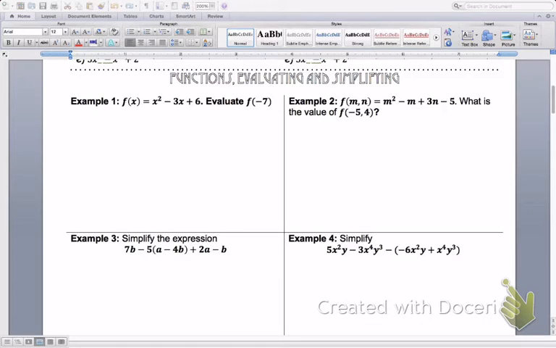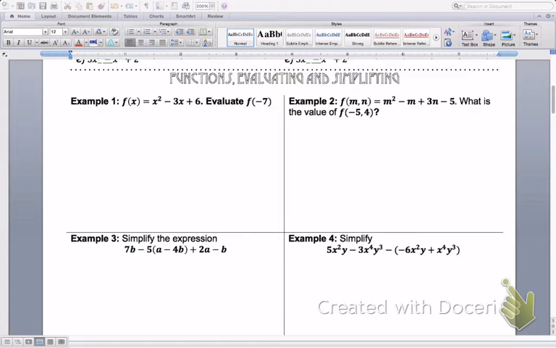So this is the first video in reviewing for your interim. This mini review is on functions, evaluating and simplifying expressions. We're just going to go over 4 quick examples, and then we're going to go ahead and practice a bit. So first one, we have function notation.